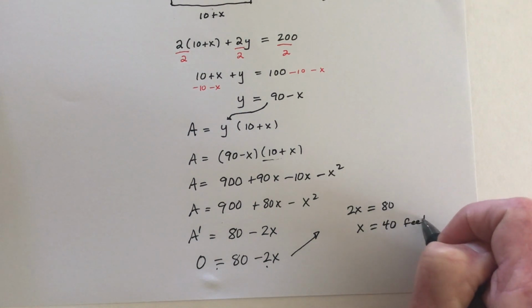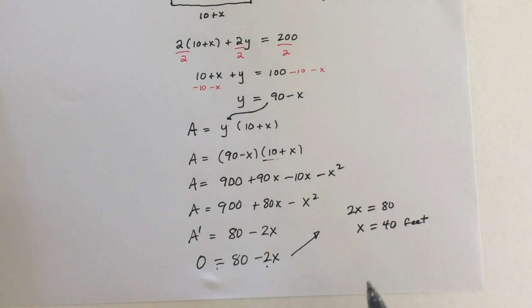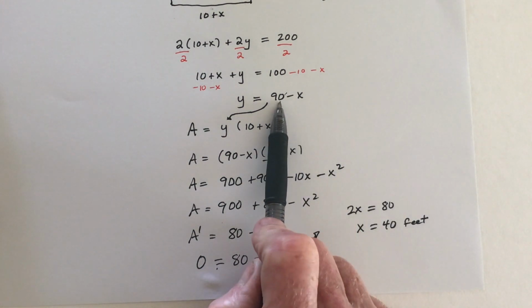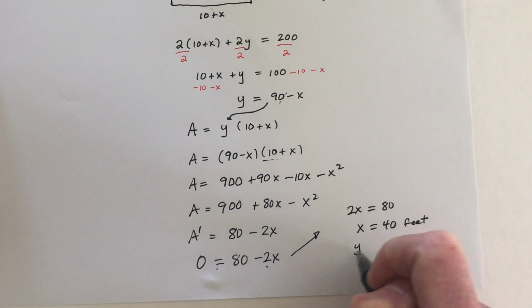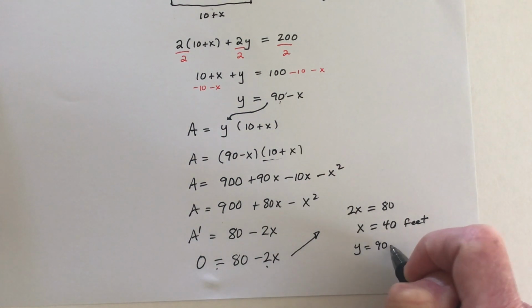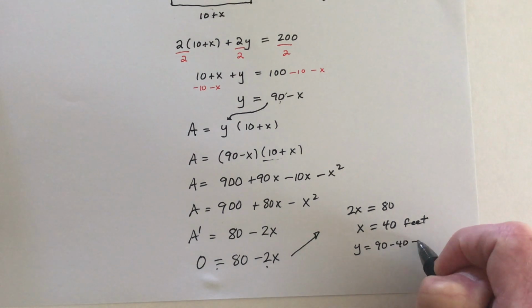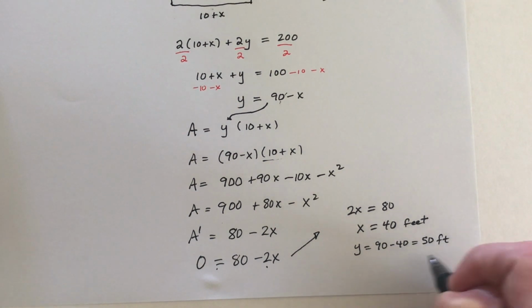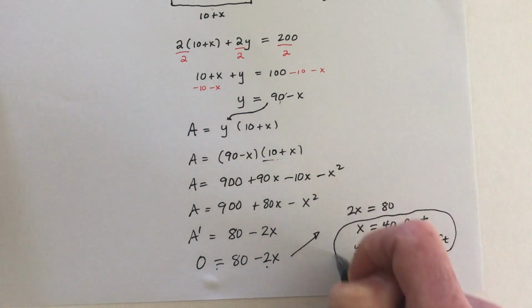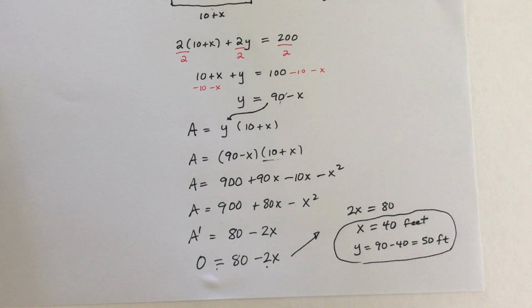And then this is how long the x part should be. And then I can just go back to this one and plug in the 40 and find out what the y is. So the y would be 90 minus 40, and then 90 minus 40 is 50, so the y part should be 50 feet. So there are the x and the y.